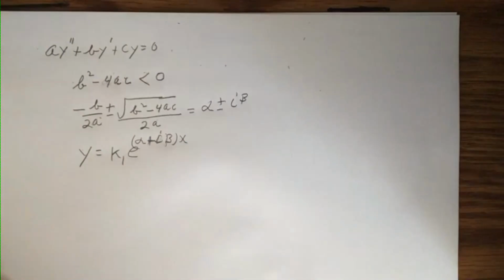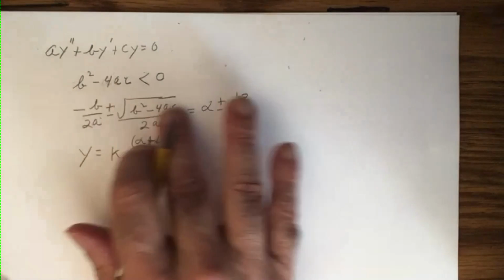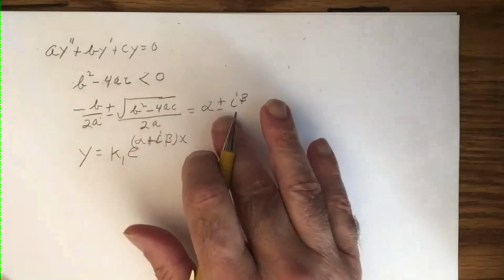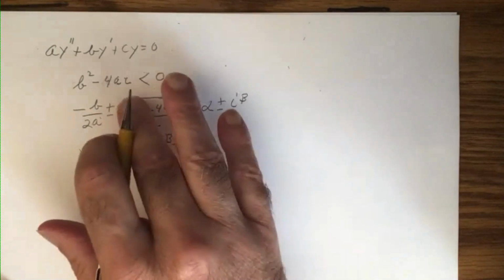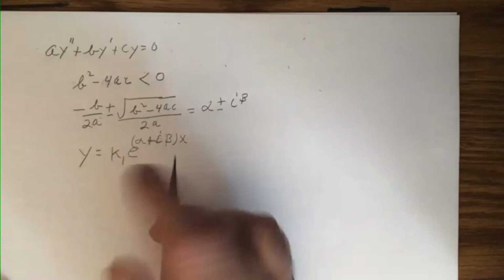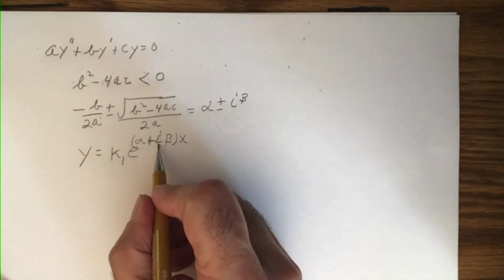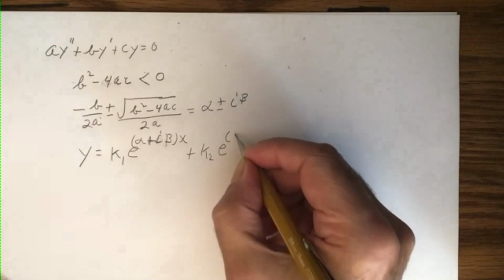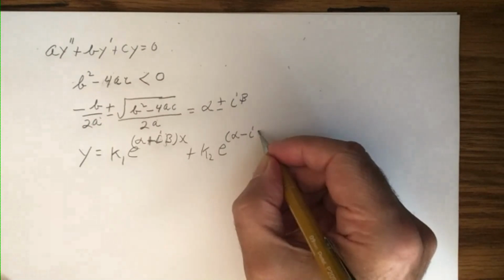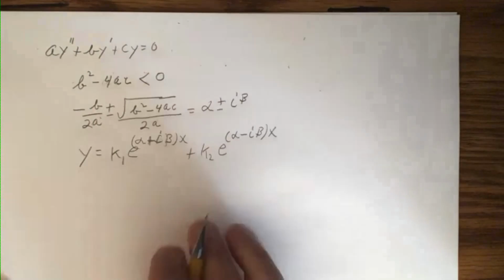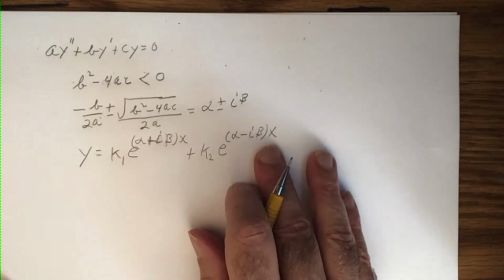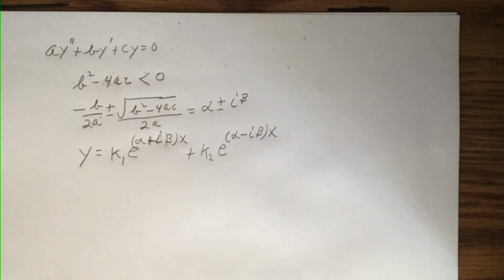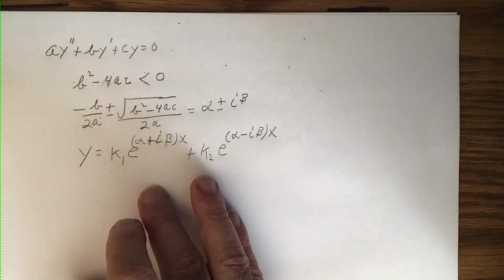That's one solution. Because remember, we said that when we solved the differential equation, we showed this yesterday, this is how you get the auxiliary equation. So the solution then would be e to the alpha plus I beta times x, plus k2 e to the alpha minus I beta times x. So these are my 2 solutions, in terms of complex or complex conjugate exponentials.